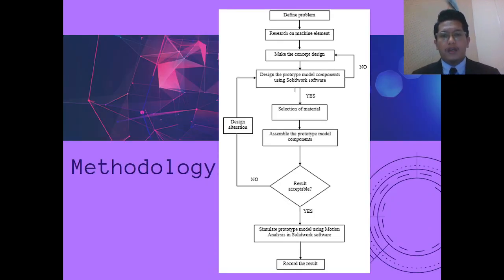The methodology used in this project is firstly to define the problem, then research machine elements, and then make the concept design of the machine. Then design the prototype model components using SolidWorks software, and then select the material. After that, assemble the prototype model components. If the result is acceptable, proceed to simulate the prototype model using motion analysis in SolidWorks software, and after that record the result.